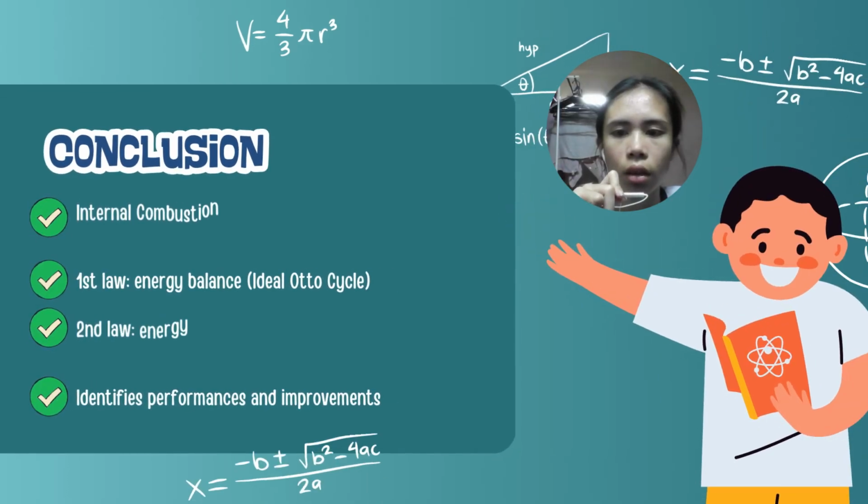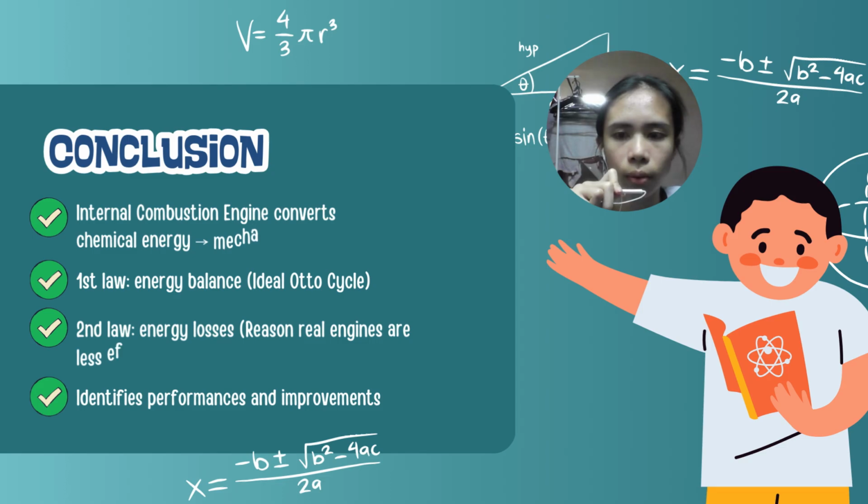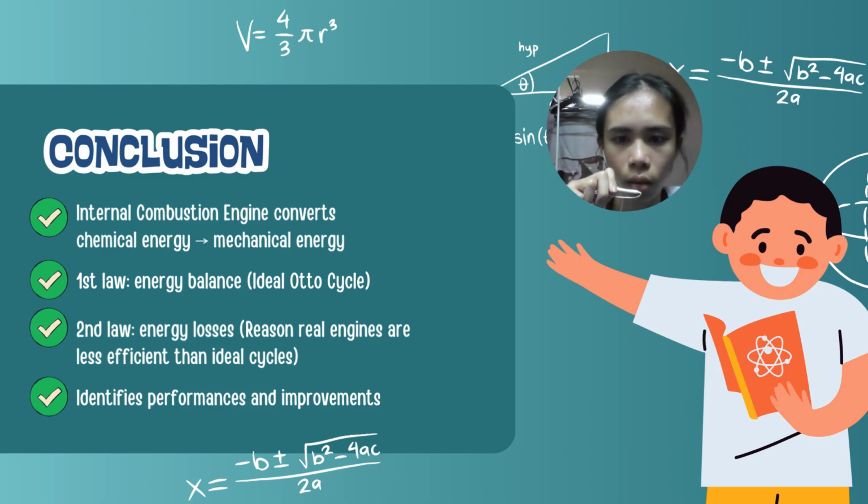In conclusion, thermodynamics is very useful when designing internal combustion engines, where it helps engineers understand how chemical energy is converted to mechanical energy. Next, the first law helps engineers understand how energy is balanced, as shown in an example of the ideal Otto cycle. Then the second law helps us understand how and why energy losses happen, which also states the reason real engines are less efficient than ideal cycles. Lastly, it is also able to identify performance and improvement opportunities in the internal combustion engine.